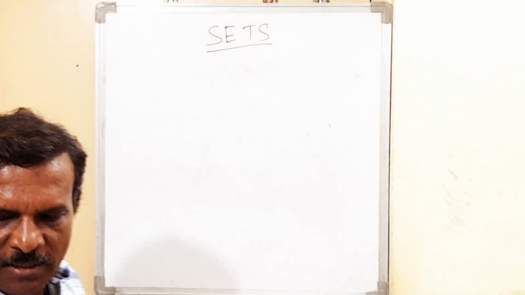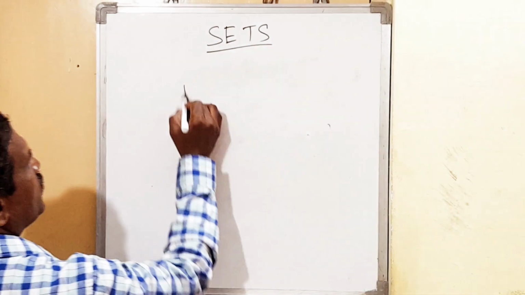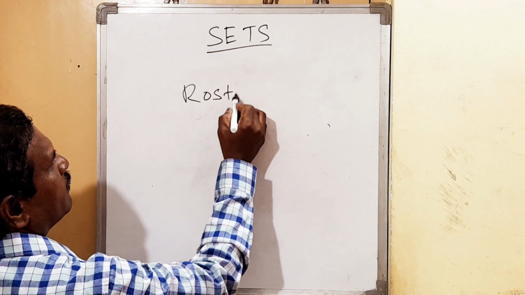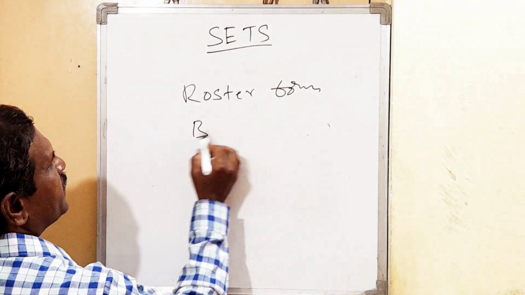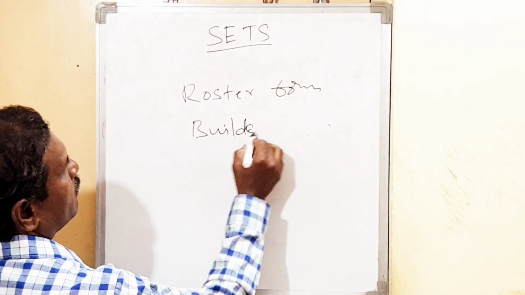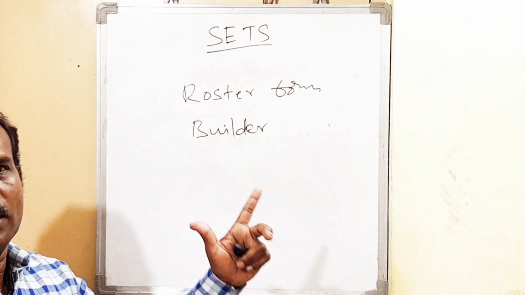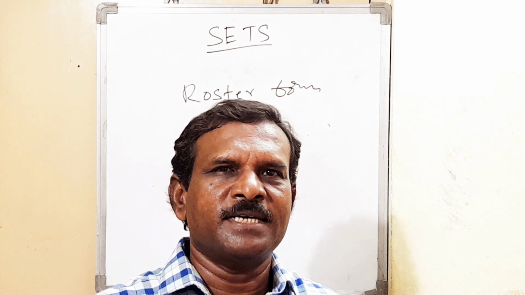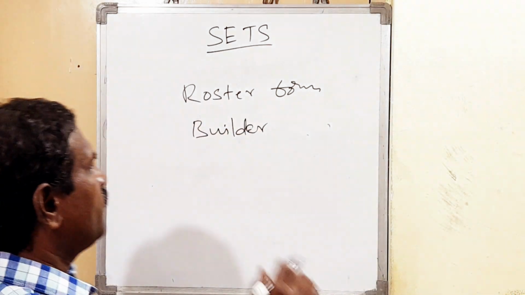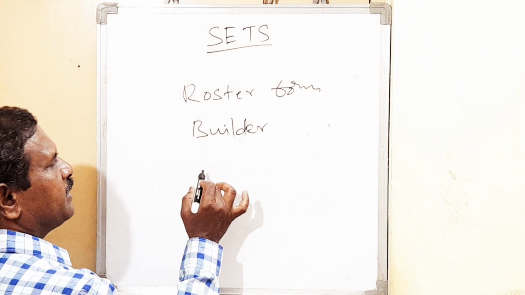We represent the sets in two forms. First one is roster form, and second one is set builder form. Roster form means if you list all the elements of the set, if you write the list of all the elements of the set, that is the roster form.